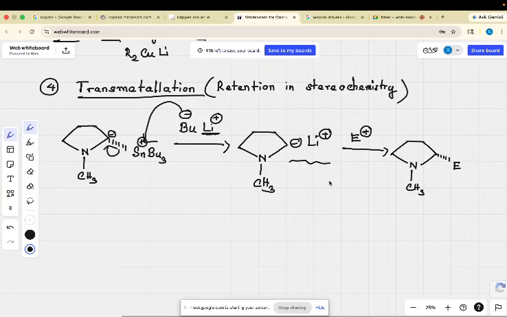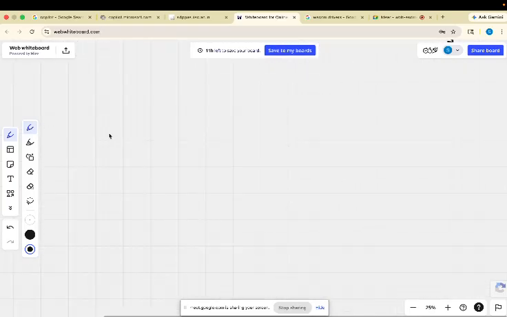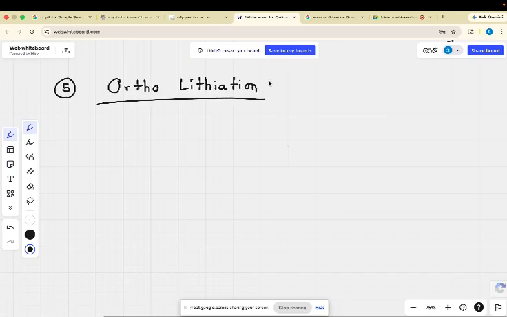Yes. Okay, fine. Now write down number 5. This is very important. Ortholithiation. Okay, so first of all write down some points. Write down, it will follow the chelation mechanism.